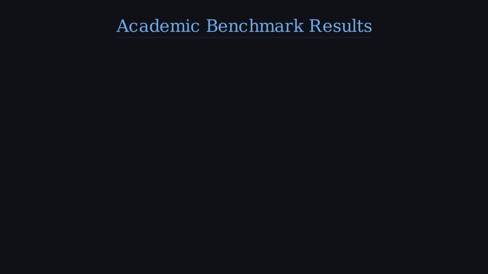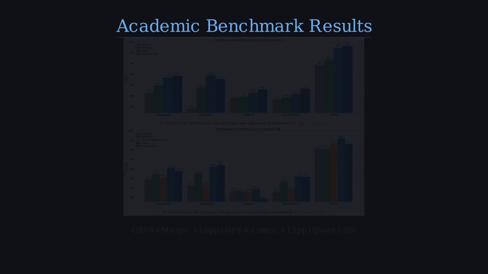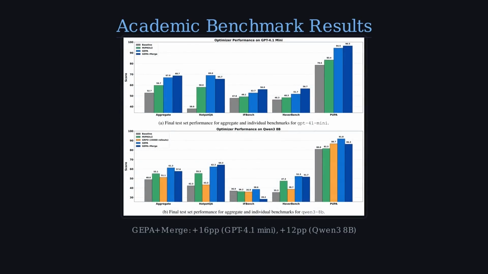Here are the final benchmark results across all 4 tasks and 2 models. GEPA plus Merge achieves the best aggregate scores, plus 16 points over baseline on GPT-4.1 Mini, and plus 12 points on Qwen3 8B. These are substantial improvements discovered entirely through automated optimization, no human prompt tuning involved.